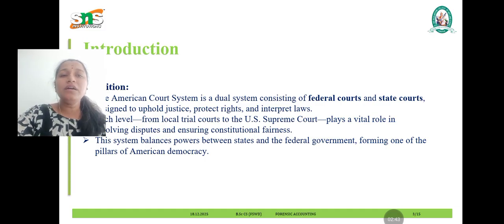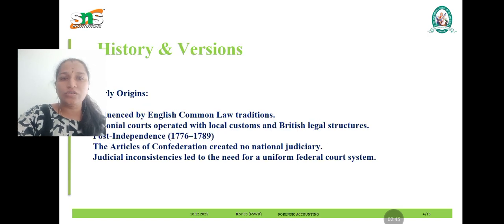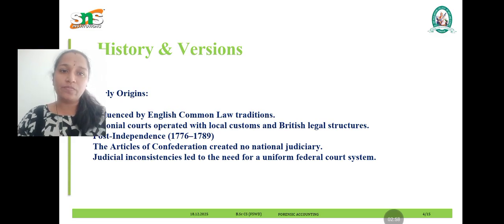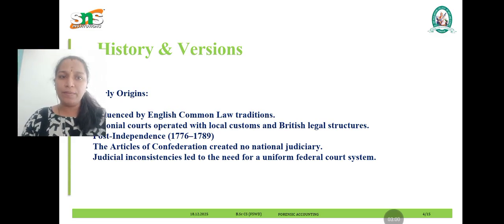Finally, the history: the courts were influenced by English common law traditions, and the court system operated in 1776 and 1789 with the British legal structure. The Articles of Confederation created no national jurisdiction. The judicial inconsistency led to the need for a uniform federal court system. This is the history and evolution of the American court system.